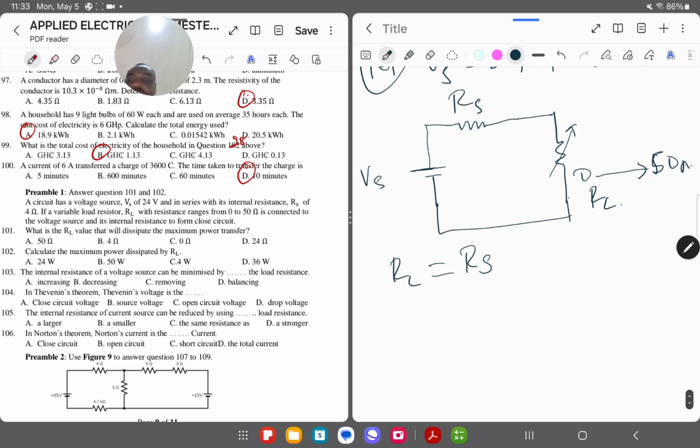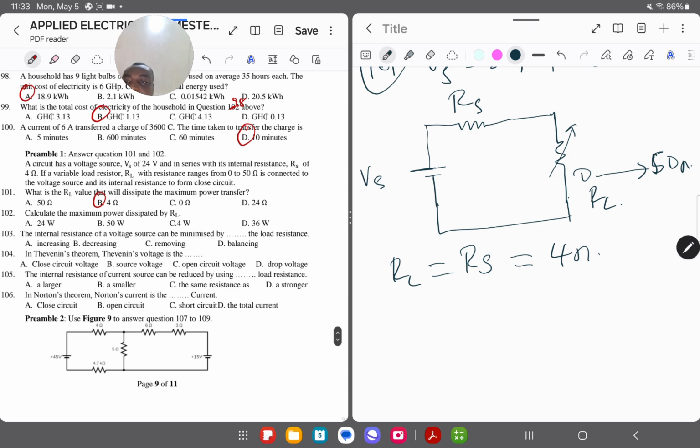So that means the load resistance here will be equal to what? 4 ohms. So by selecting 4 ohms resistance as your load resistance, then you get the maximum power. So the answer here is going to be B. RL will be equal to 4 ohms.